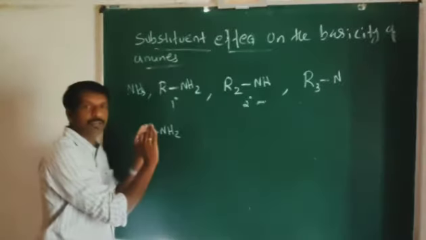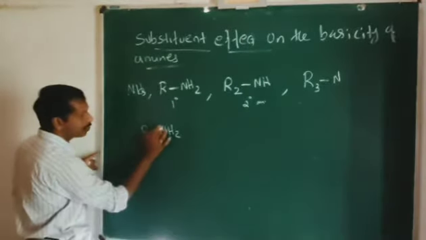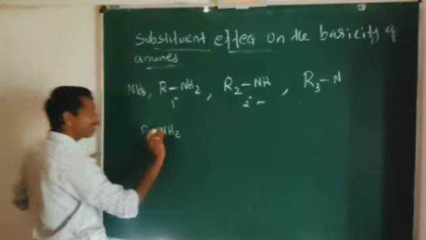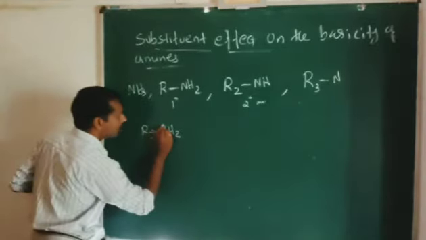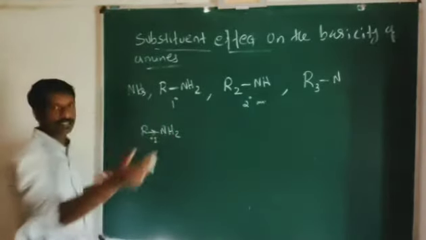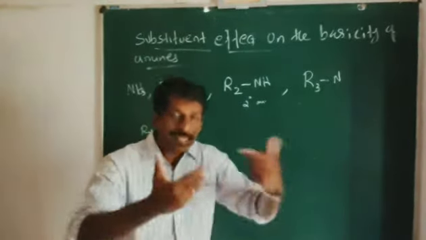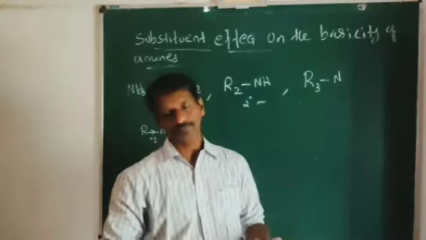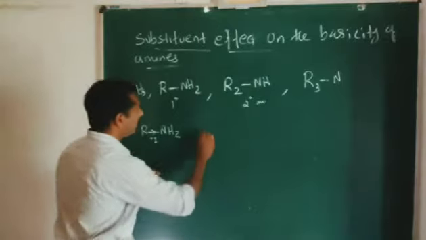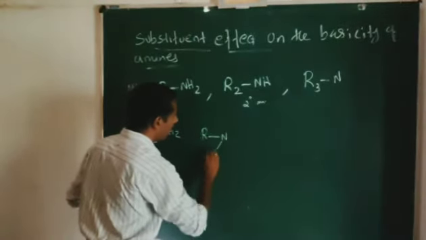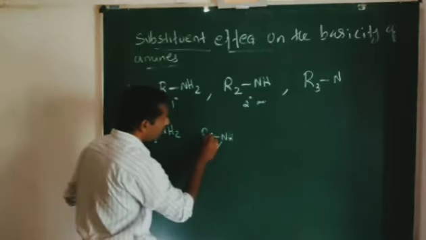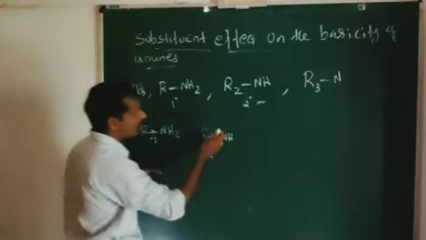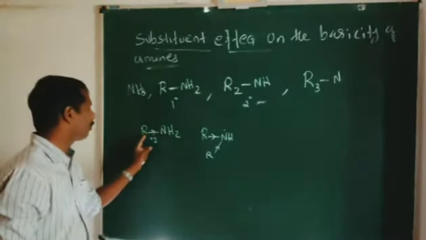Because of the plus I effect of the alkyl group, what will happen to the electron density on the nitrogen atom? Since these alkyl groups are pushing these bond pair electrons towards the nitrogen atom, the electron density on the nitrogen atom will increase, and thereby their basicity is also increasing. Now, when you come to the secondary amine, you can see that there are two alkyl groups, and these alkyl groups have plus I effect, and hence the electron density on the nitrogen atom is higher than that of primary amine.